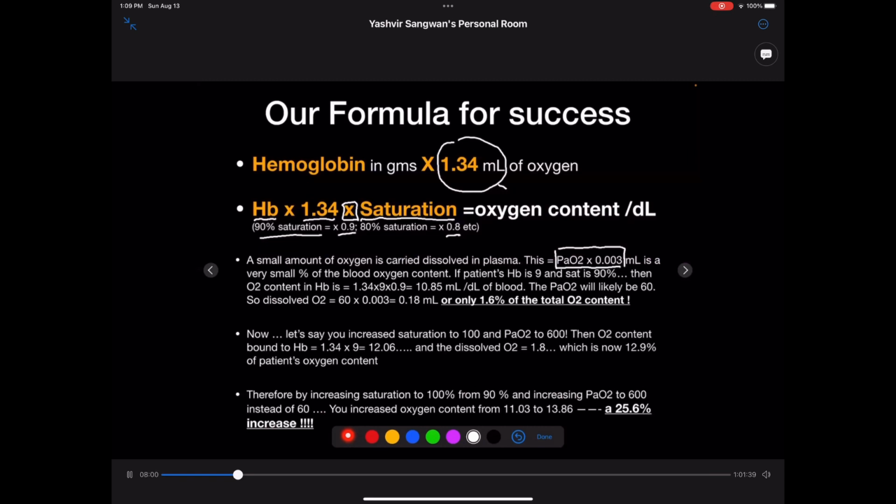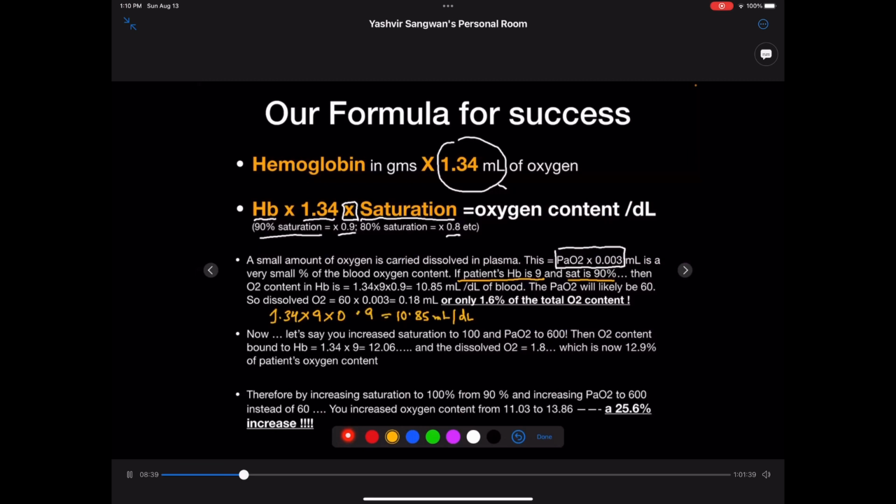In this example, if your patient's hemoglobin is 9 and the saturation is 90%, then the oxygen content in that patient's blood per deciliter is 1.34 multiplied by 9 multiplied by 90%, which is 90 over 100 or 0.9, and that equals 10.85 ml of oxygen per deciliter of blood.